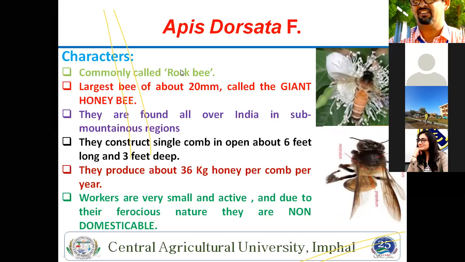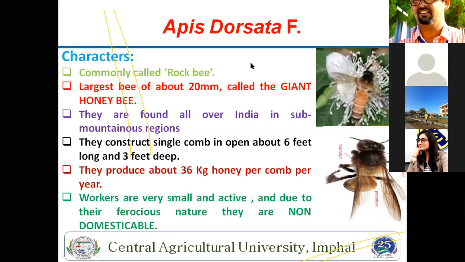And you see the condition of Apis dorsata in winter. In winter, if you see our Manipur area, they come into our buildings and other places, and in summer they go absconding to the hilly areas. So this is also an important character of Apis dorsata, and it is the largest bee of all species. That's why it is also known as giant honeybee.